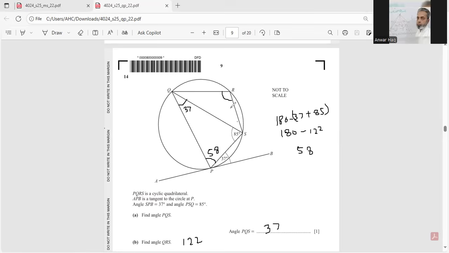Now, for the next and last question of the day.